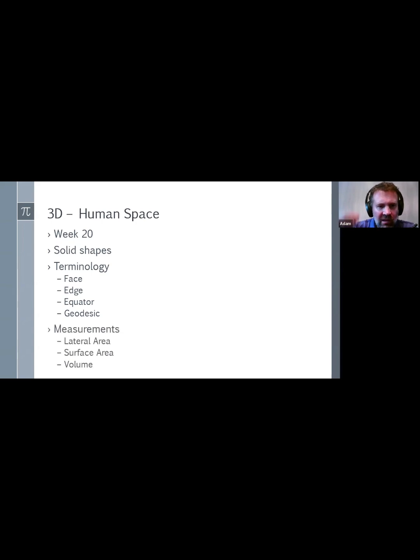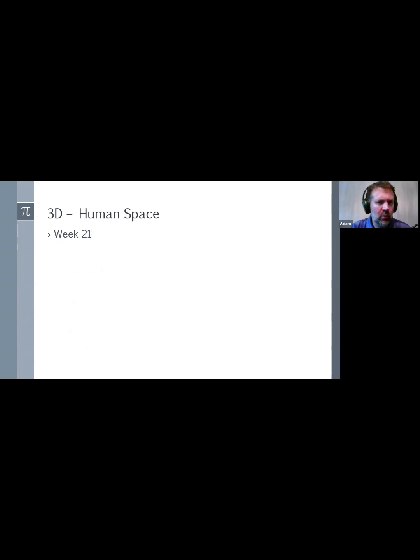Then you also learn about some measurements, like lateral areas. You'll learn about surface area and volume, different measurements of these solid shapes. Okay. And then let's look at week 21, which we talked about locations. We look at where and how far things are, where they're located.